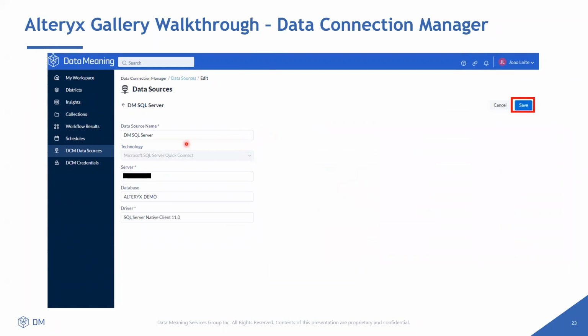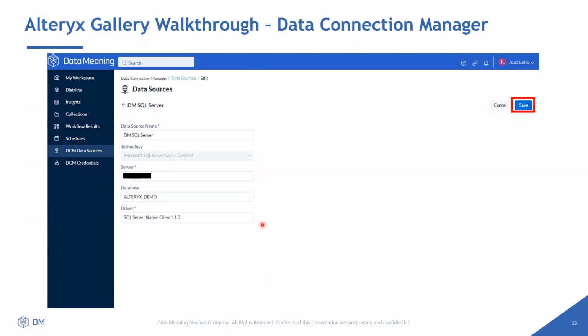Now, I selected the SQL Server Quick Connect. I named it Data Meaning SQL Server. I added the server, so this is just an IP. I added the database which I want to connect to, and then the driver.